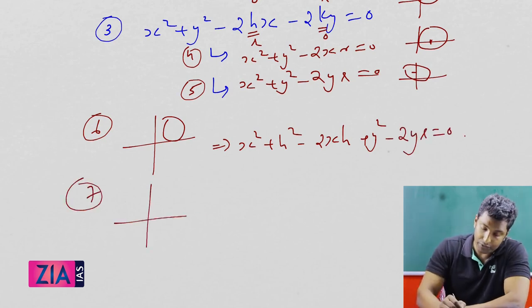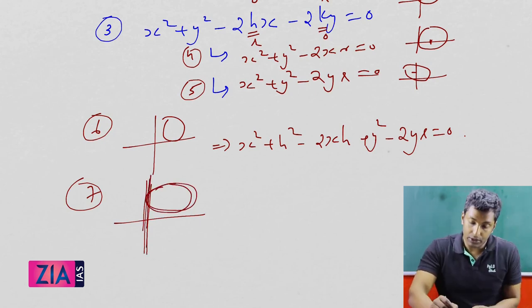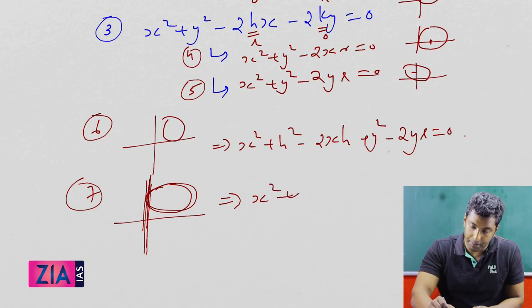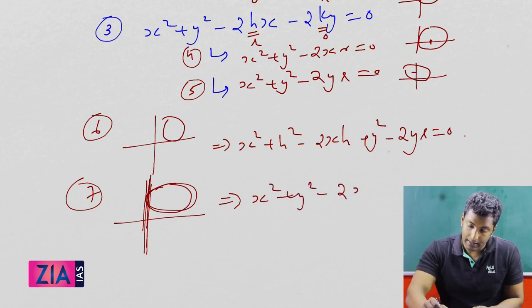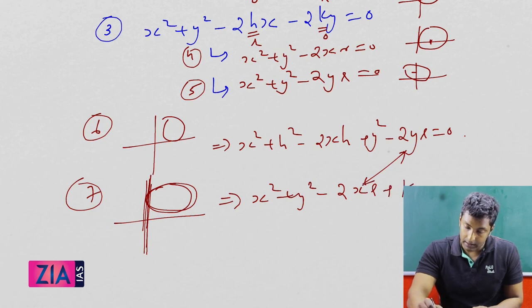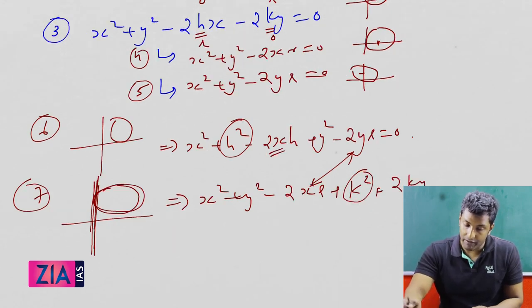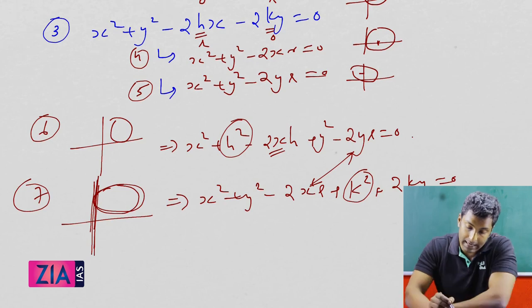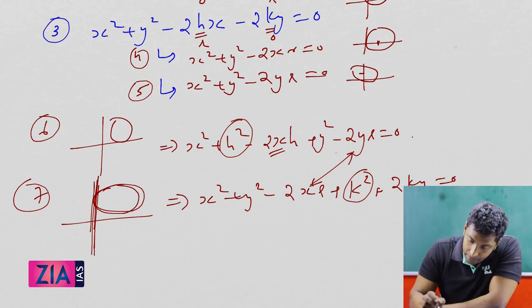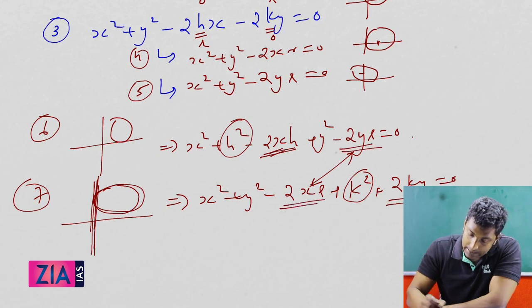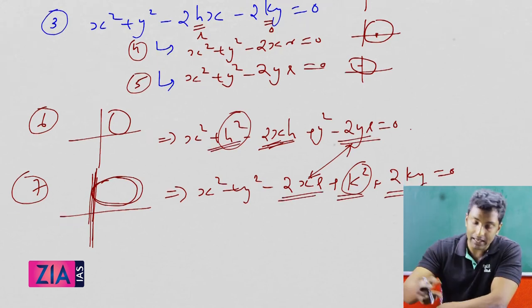Then we have seen the case of touching the y-axis, right? So not cutting, touching the y-axis. So there we got the equation as x square plus y square minus 2xr, here 2yr. So this is the change, plus instead of h square, this is k square, right? Then plus instead of 2xh, 2ky equal to 0. So the changes you can see here: 2xh is 2ky, 2yr, 2xr, h square, k square. That will change, okay?